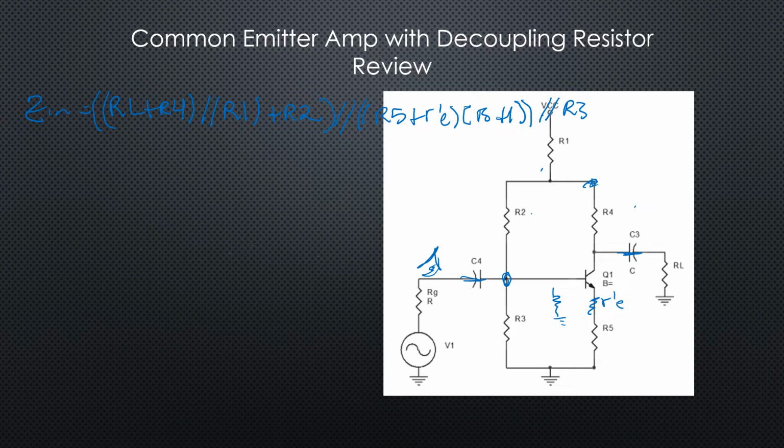So let's walk back through that. If we start as far away as we can, we've got RL coming this way, plus R4. Then at this node, we're in parallel with R1, in series with R2, and that gets us to right here. Now that is in parallel with this branch brought across and with R3. That's our total Z in.